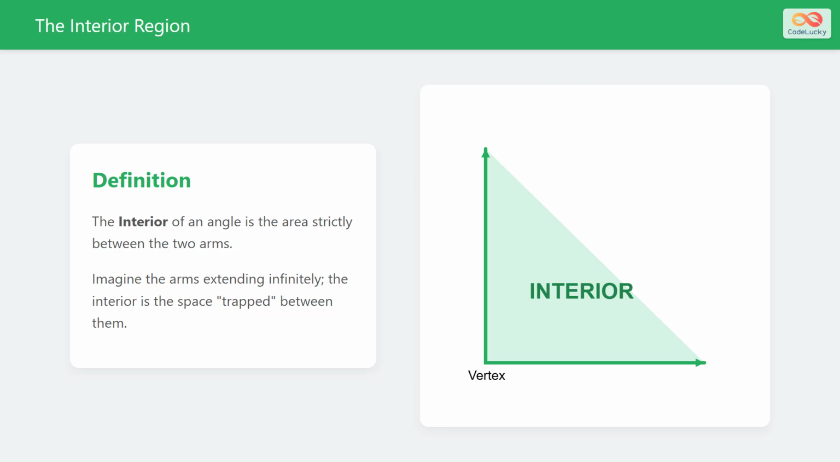Let's start with the interior. The interior of an angle is the region that lies strictly inside the two arms. Imagine if the arms were walls, the interior is the space trapped between them. In the diagram, the green shaded area represents this interior region.